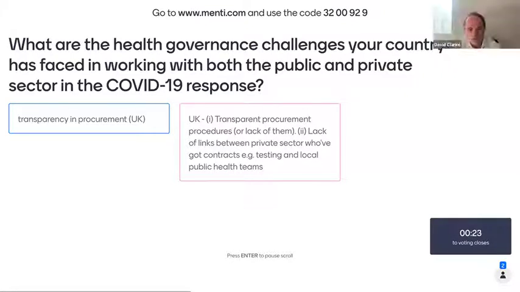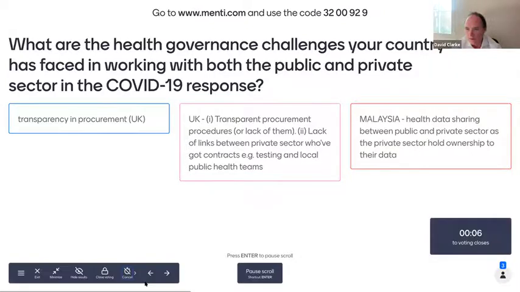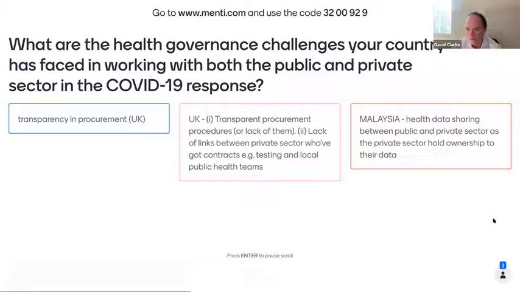So we're getting responses about lack of transparency in relation to different aspects of the response. And this is really critical that we do address this issue. One of the governance behaviors that we discussed was trust. Now, we can't really have trust unless there's complete transparency between public and private actors about what's going on in relation to private sector engagement.